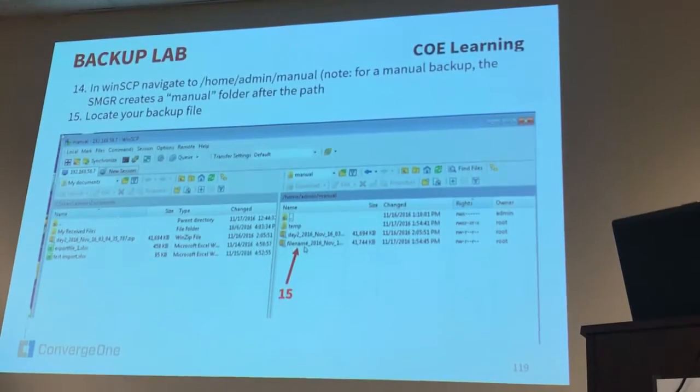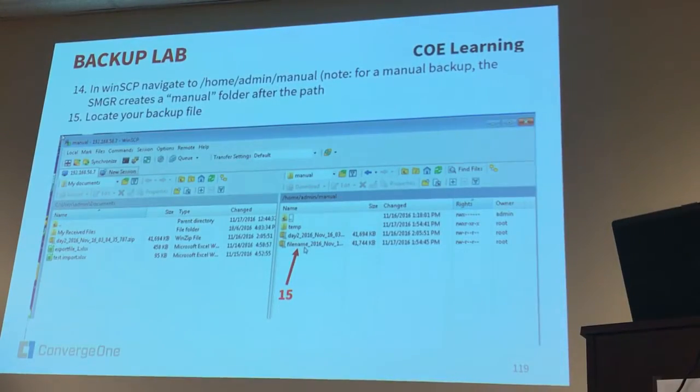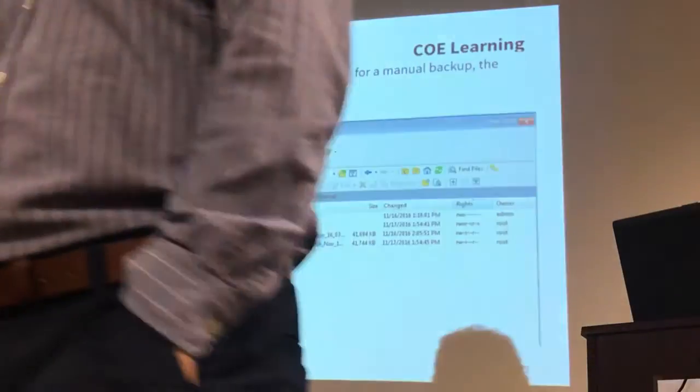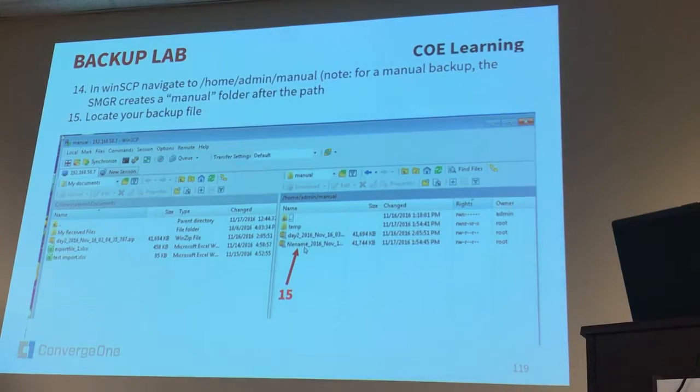And then we went into the C1 COE 123. We forgot about that. We should have reached out to the home Gonzo, because we sent it to another user. Look at this. There you go. Home, admin, manual. And there it is.